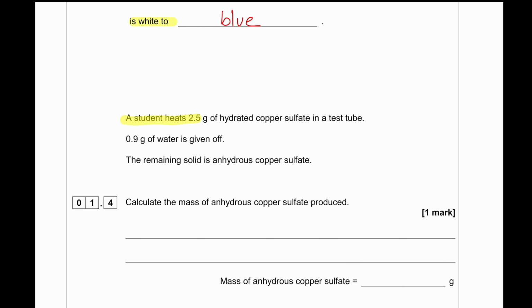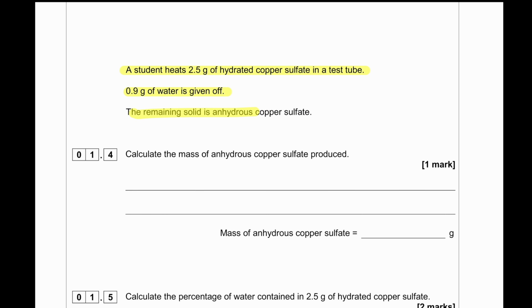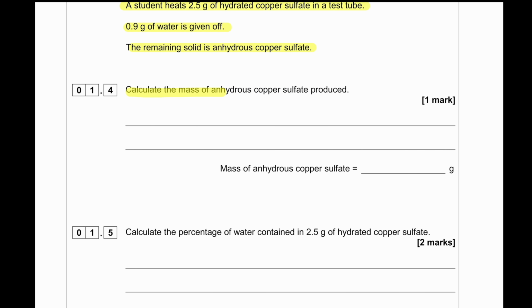The student heats 2.5 gram of hydrated copper sulfate in a test tube. 0.9 gram of water is given off. The remaining solid is anhydrous copper sulfate. Calculate the mass of anhydrous copper sulfate that is produced. So it's going to be 2.5 minus 0.9, which gives our answer 1.4.